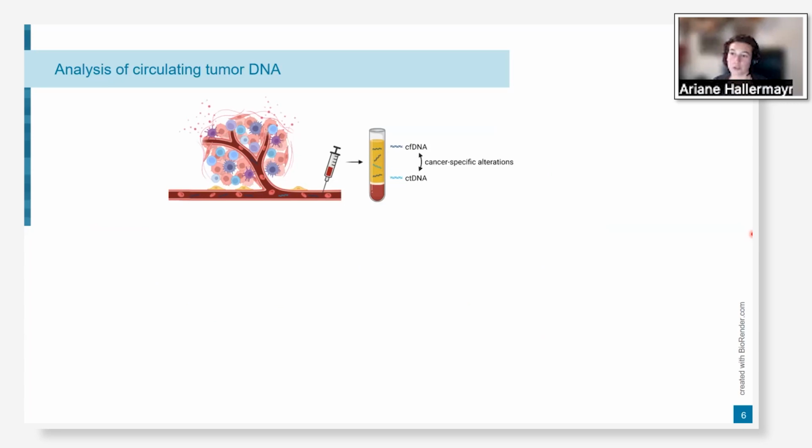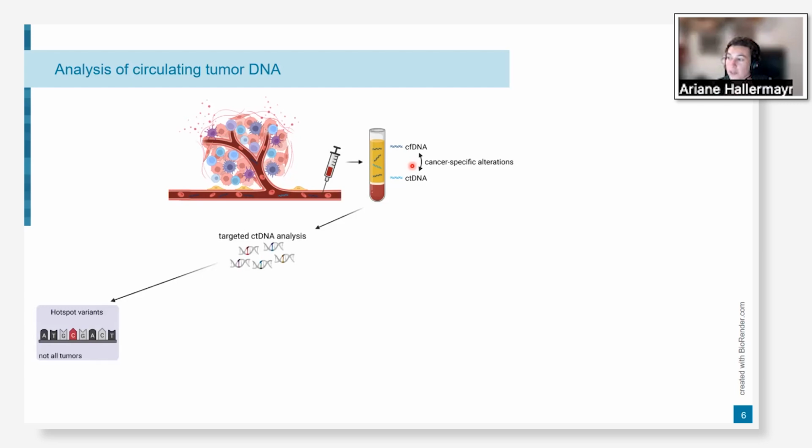Within my project, I focused on the analysis of circulating tumor DNA, as this is the circulating tumor marker that is probably the most easily accessible and also most promising to use already in a clinical diagnostic setting. Circulating tumor DNA represents a fraction of the entire cell-free DNA and is detected based on cancer-specific alterations. The probably best established way to detect circulating tumor DNA is targeted ctDNA analysis that focuses on distinct hotspot variants that are known to recur in cancer or solid tumors.